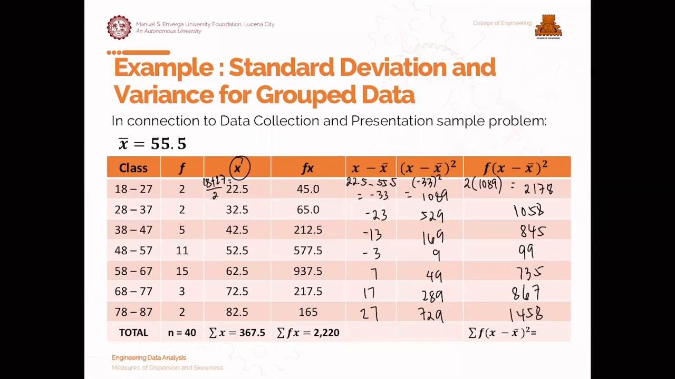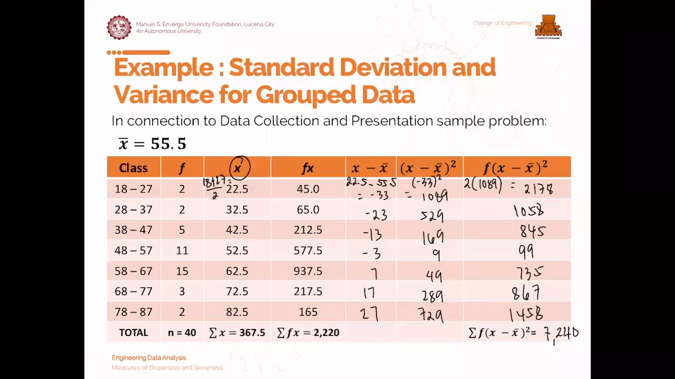So, alam niyo naman na pwede kayong gumamit ng Excel, no, to make yung calculation faster, no? Kaya yung paglalagay ko ng values, mabilis din, no? Then you need to summation tong values na to, no? Pag sinummation natin tong column na to, the summation will be 7,240. Okay?